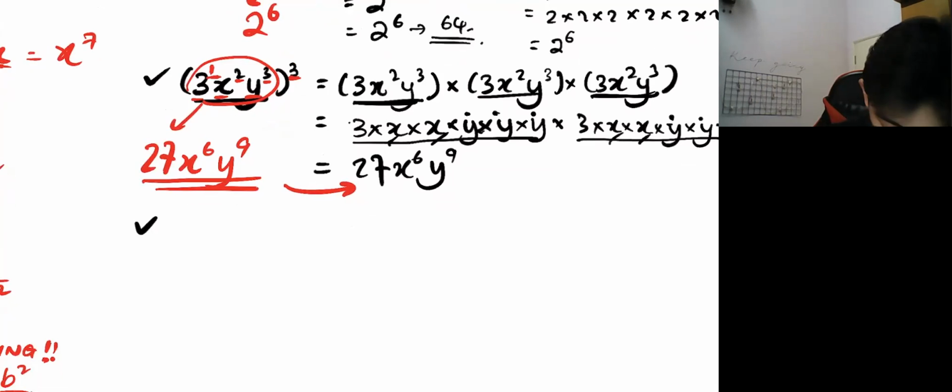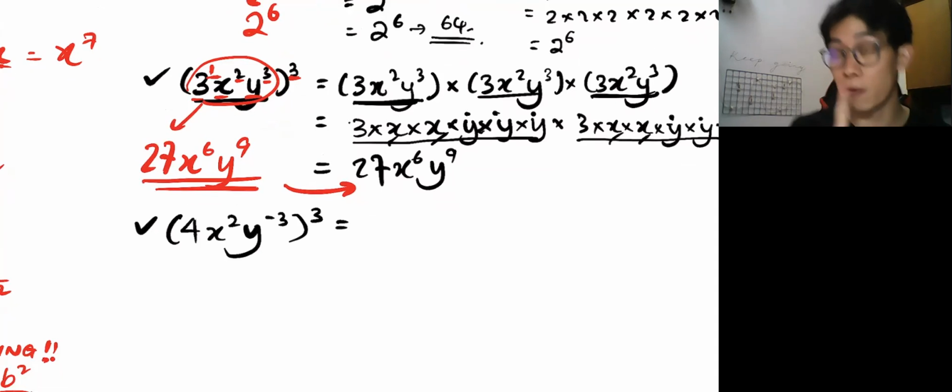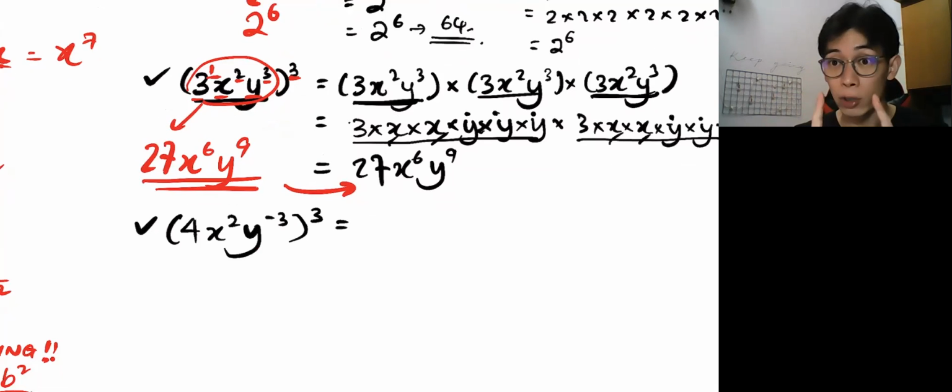Everybody, your third example: 4x squared y power -3, all to the power 3. Now listen carefully. I'm going to give you some time to handle it. But before you do it, I'm going to remind you, don't use the working that I used just now, the crazy long one. Don't do that. Use indices. Improve your timing, right?